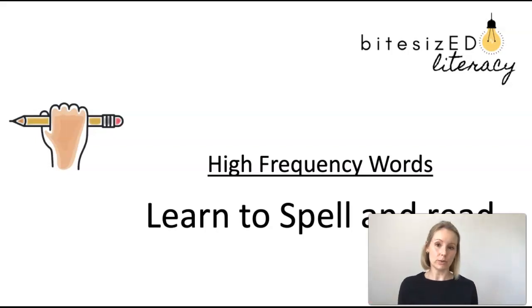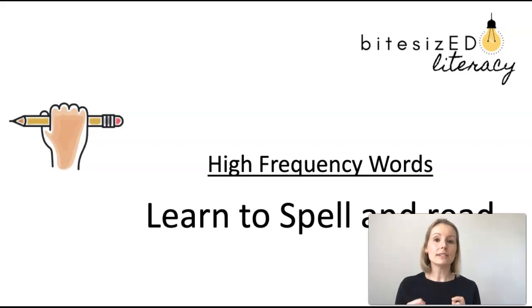So, high frequency words are not particularly special words, and often we get a mixed message where we tell people that, oh, high frequency words are the weird words that we just have to learn off by heart because we can't sound them out. And this is actually not true. Many of the words can be decoded. The issue is that sometimes the students haven't learnt that particular sound and letter correspondence yet.